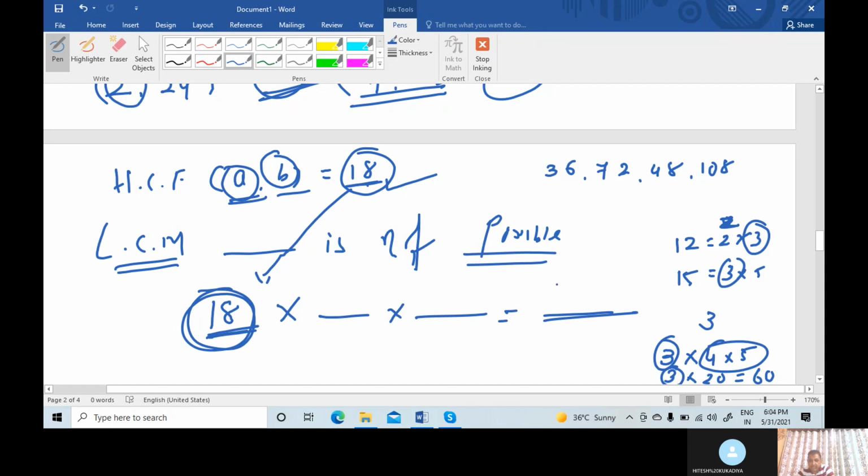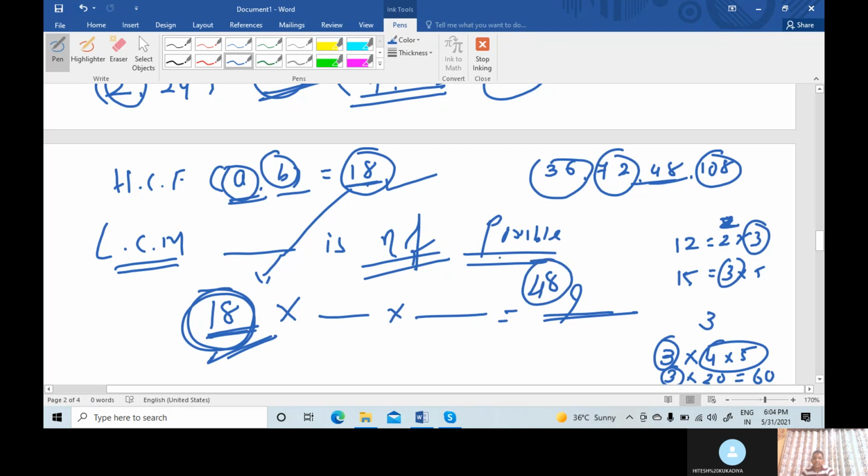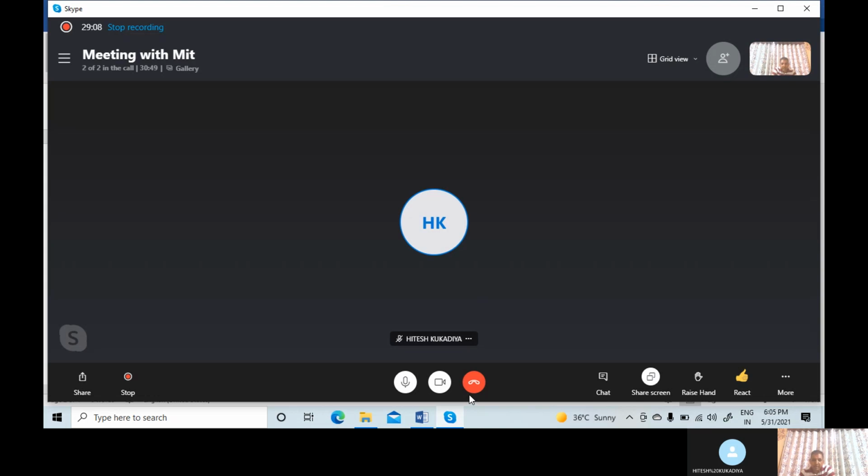So here the LCM answer is always a multiple of 18. Speak your table: 18 twos are 36, possible. 18 fours are 72, possible. 18 sixes are 108, possible. But 48 is not possible. So the answer is 48, the LCM of these two numbers is not possible. Is that clear? Okay. So stop the lecture here and now complete this method. In the next lecture we will discuss a new method. Okay. Thank you very much.